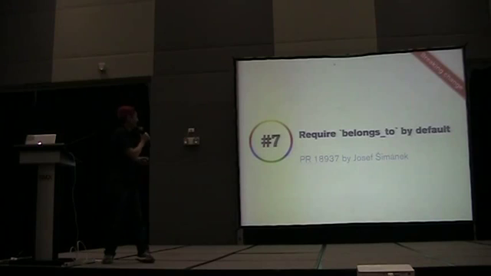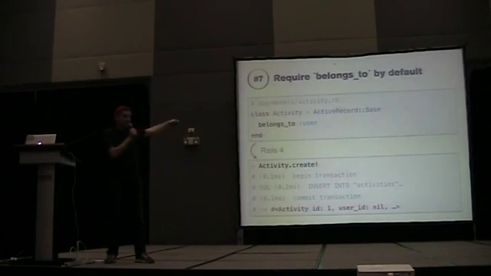Number 7, require belongs_to by default. This is kind of straightforward. Let's say that an activity belongs to a user, and then you say Activity.create, and you don't specify a user. In Rails 4, this works, but it can be a little counterintuitive because you're saying, wait, every activity belongs to a user, and here there's no user, and then maybe down the line you try to render or display all the users of every activity, and then you get an error.